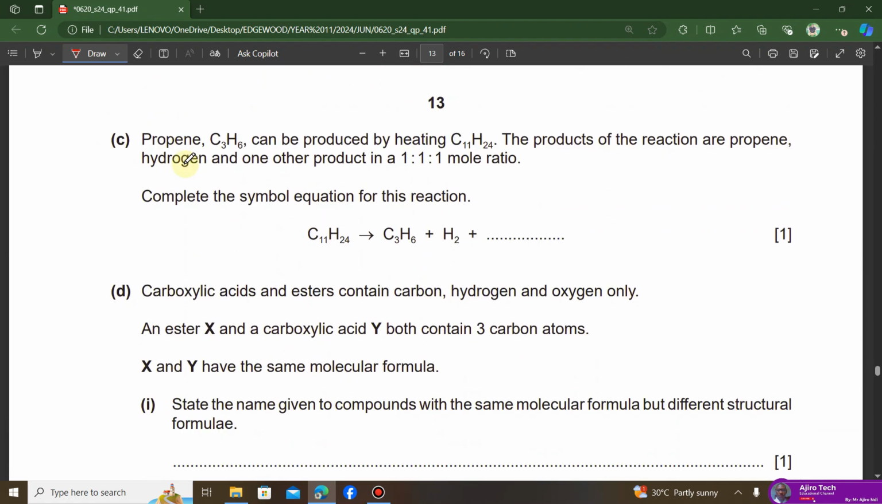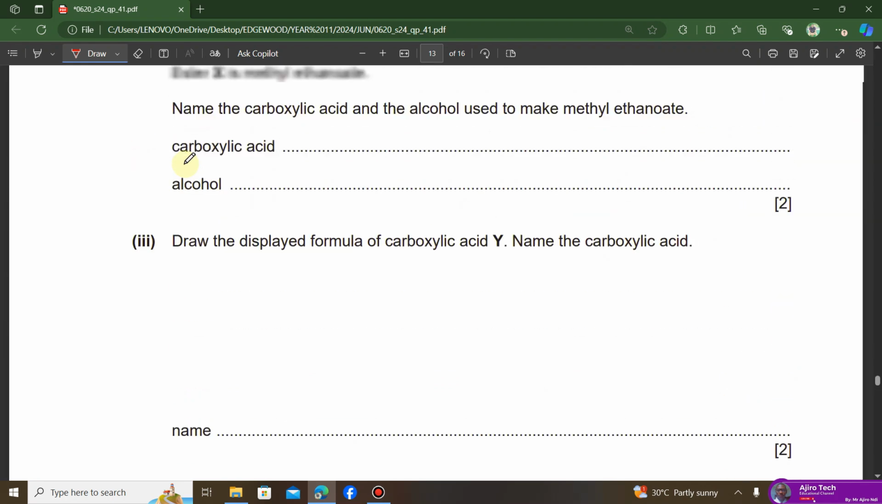Okay, so we move to the next question. I think we are almost there with the paper.